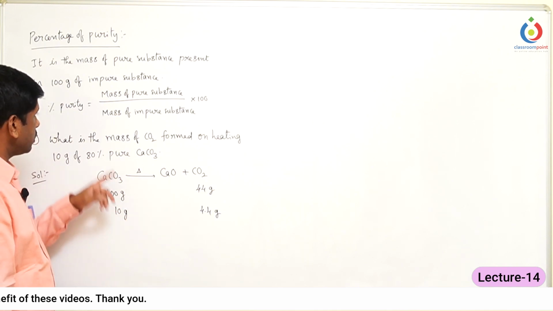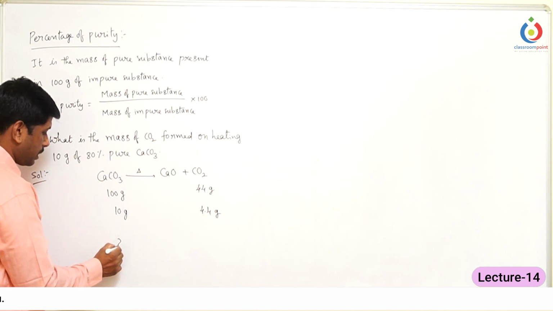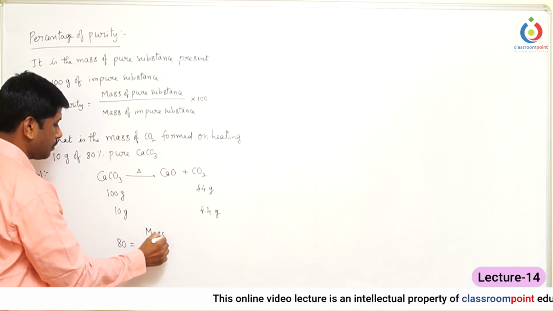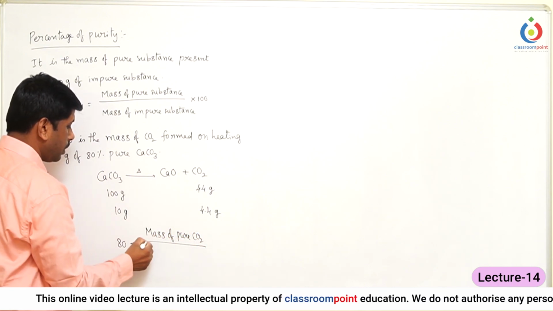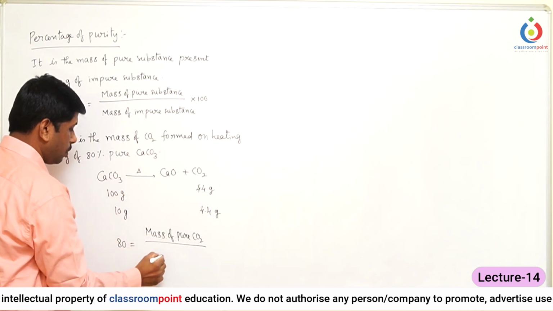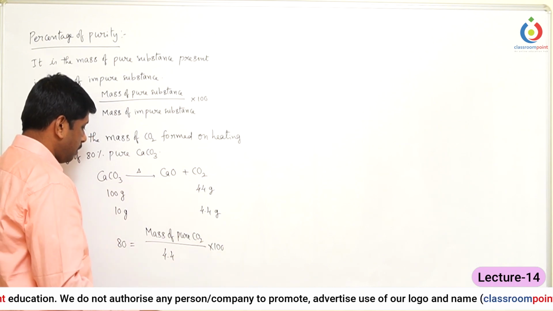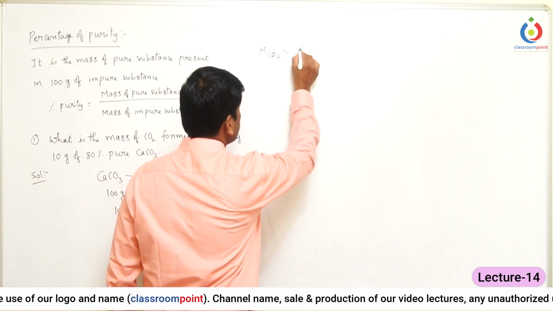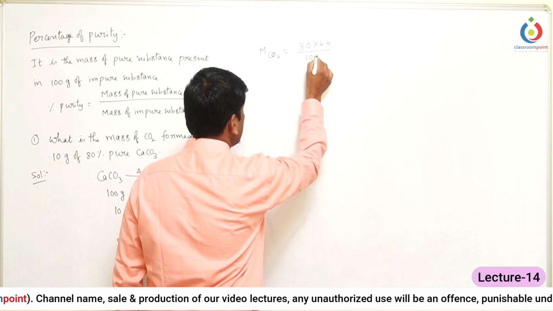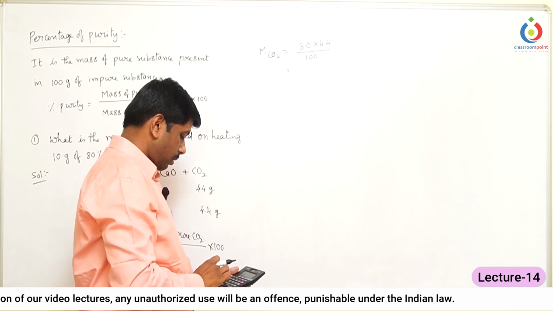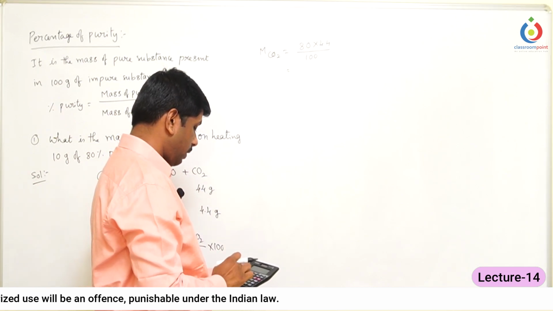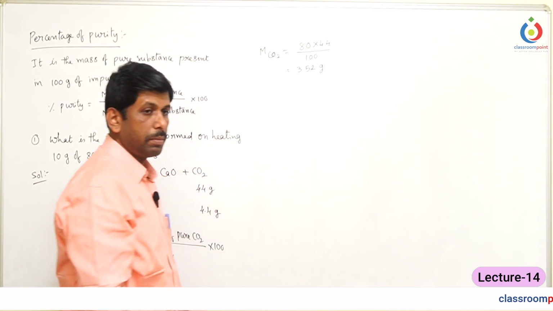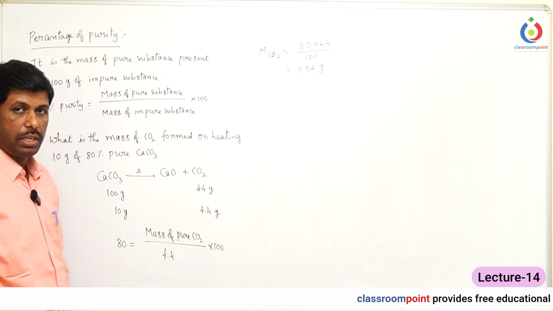Then let us apply these calculations in this formula. Percentage of purity, how much is given? 80% is given. 80 is equal to mass of pure CO2, which they are asking, divided by mass of the CO2 formed from the impure substance, 4.4 grams, into 100. Then mass of CO2 formed is equal to 80 into 4.4 divided by 100, which gives 3.52 grams. So this much mass of the CO2 would be formed by heating the 10 grams of 80% pure CaCO3.